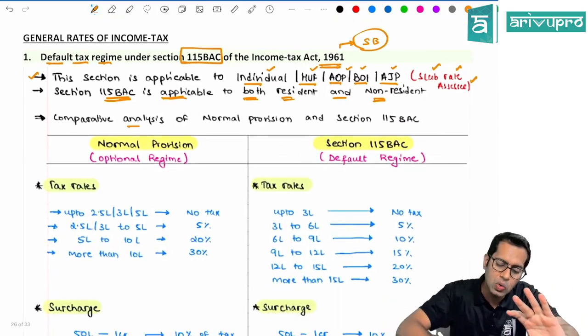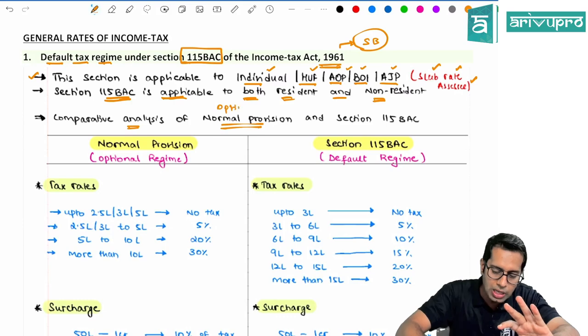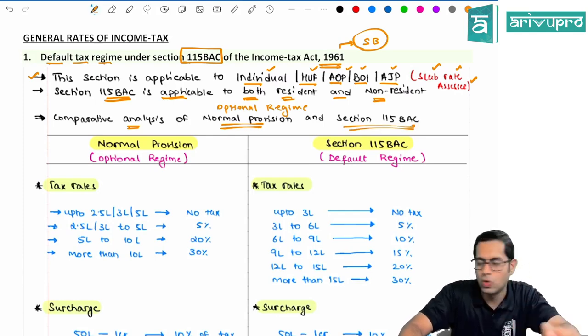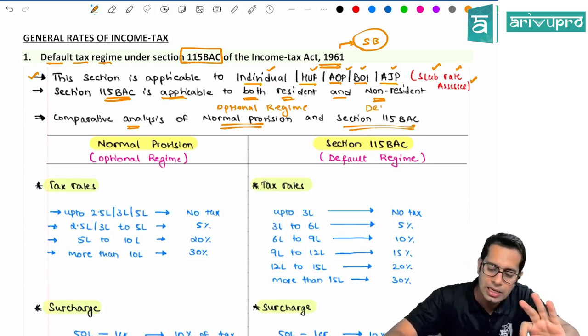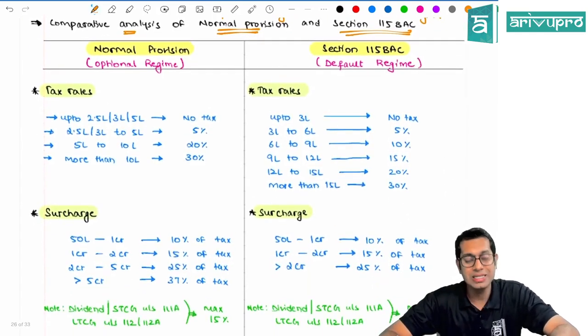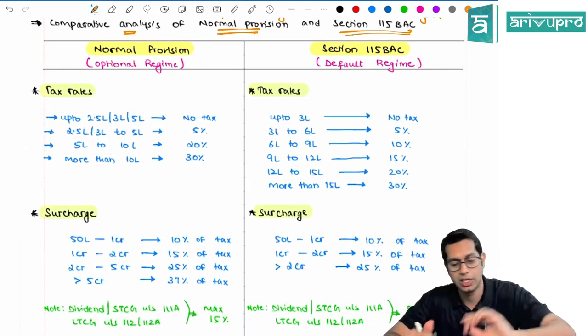Now we are going to do a comparative analysis of the normal provision, also called the optional regime. We'll compare that normal provision with 115BAC, also called the default tax regime. So why are we doing this comparative analysis? You'll understand better what the changes are and what the difference is.